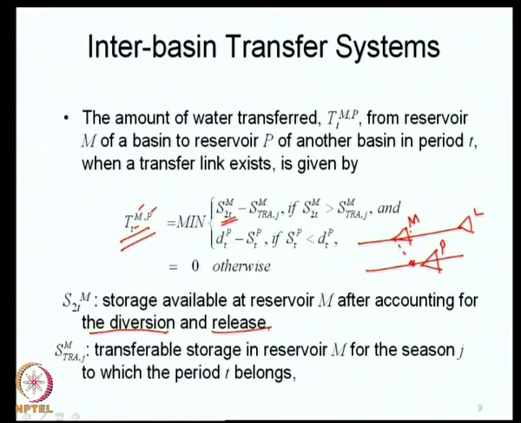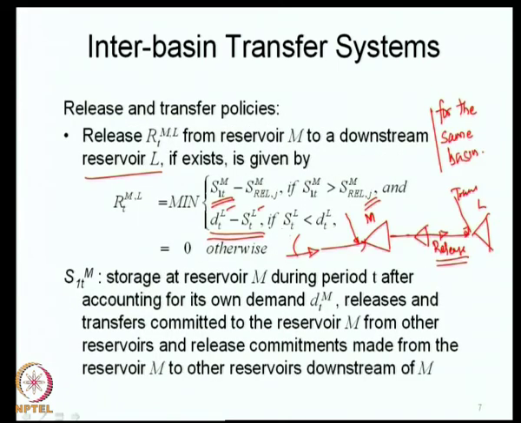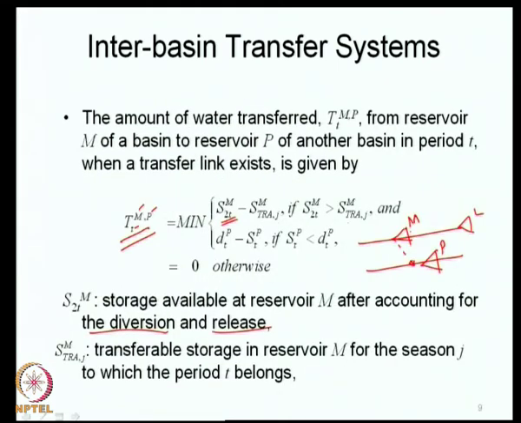It is exactly same as the release policy, except that we are looking at the storage S2T now, and we are looking at two reservoirs in two different basins. So, this is one basin, this is another basin. So, that is how we decide the amount of transfer from one reservoir to another reservoir, from reservoir M in one basin to reservoir P in another basin.